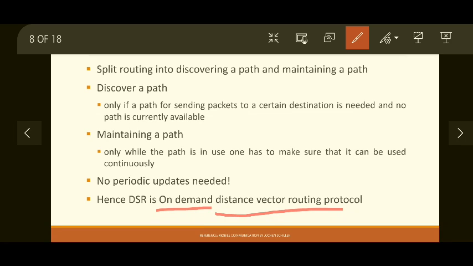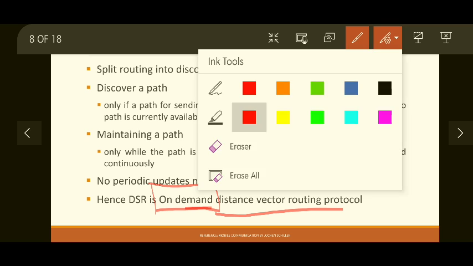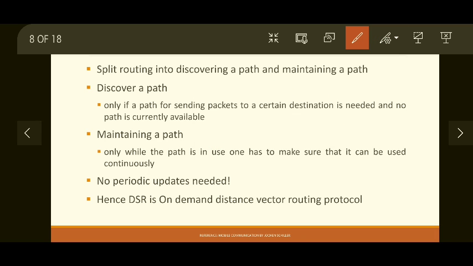This is also part of distance vector routing. So the number of hops will be important in this one, but the path is discovered only when it is needed, that is on demand. So this is the on demand distance vector routing protocol. So let's see how this works.